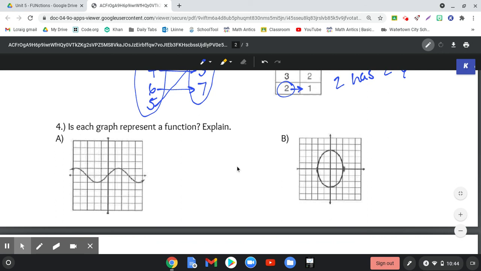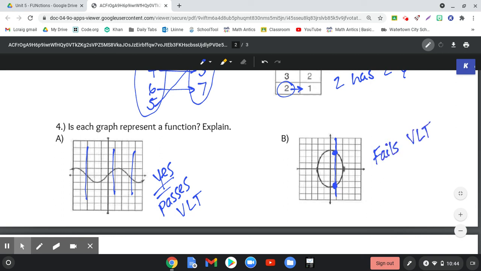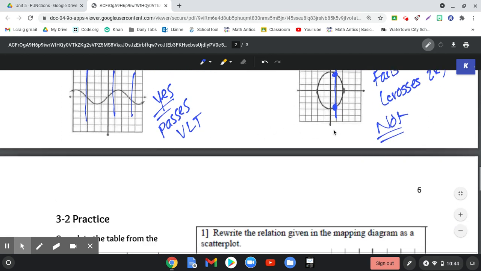All right, and then the last one, is each graph a function? Again, these are my favorite. I can draw a vertical line anywhere on here. It's only going to cross once. So yes, that's a function. It passes the vertical line test. This one, I can draw a line right here. It's going to cross twice. So it fails the vertical line test because it crosses twice. So not a function.